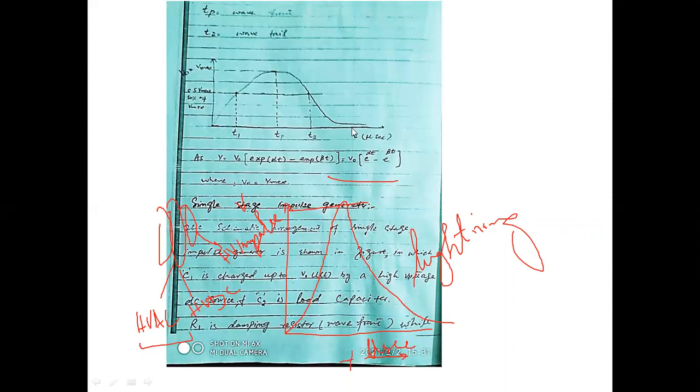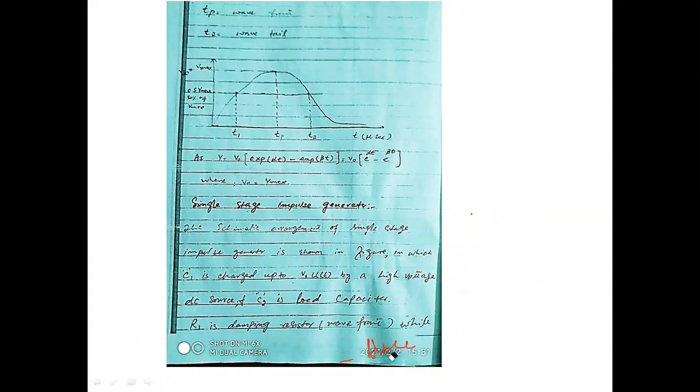First of all, we have this waveform for the high voltage impulse. T1 is the time required to reach 50% of the peak value of this high voltage impulse. This is the high voltage impulse peak value, and the time required to reach 50%, or 0.5 Vmax, is T1. This is called the wave front.